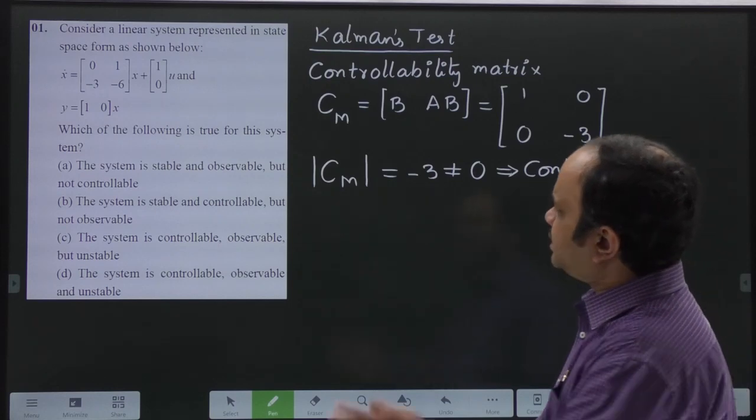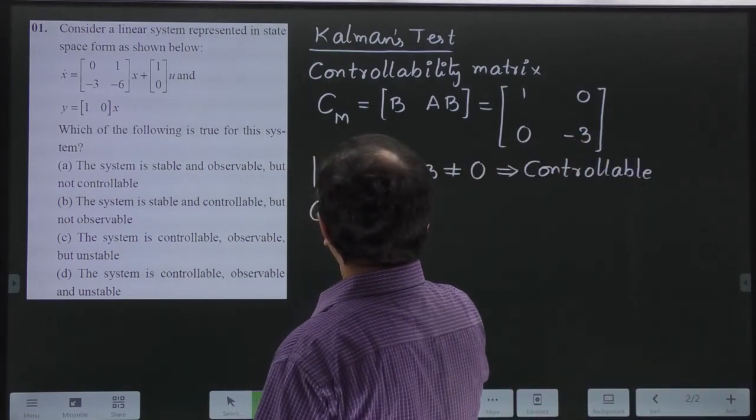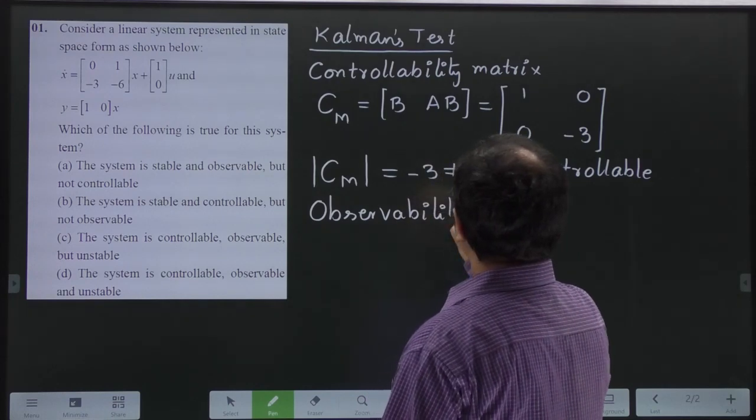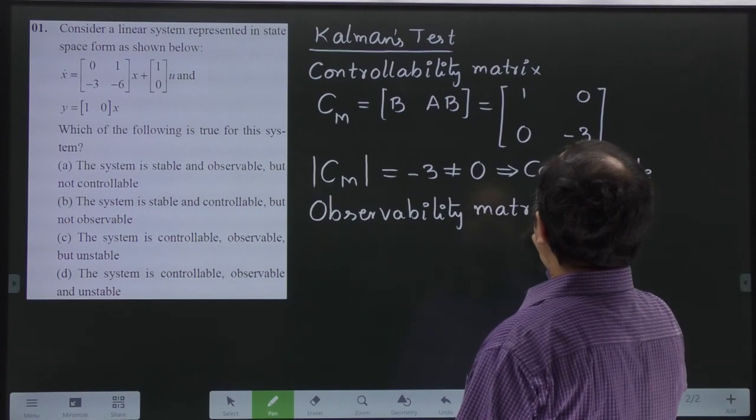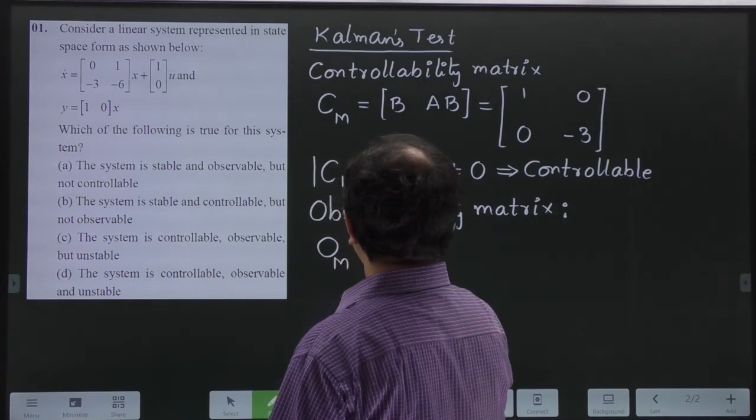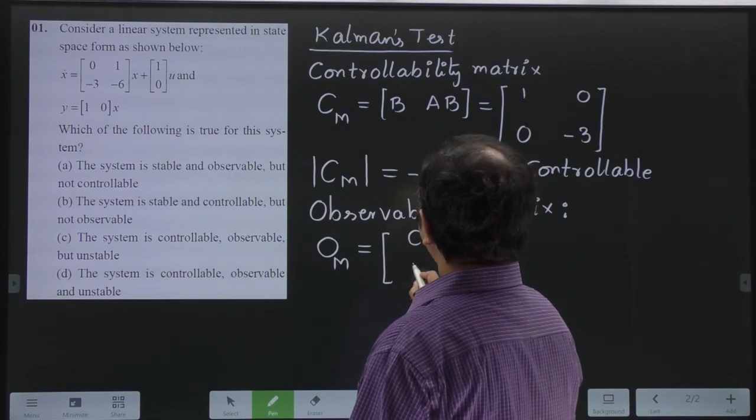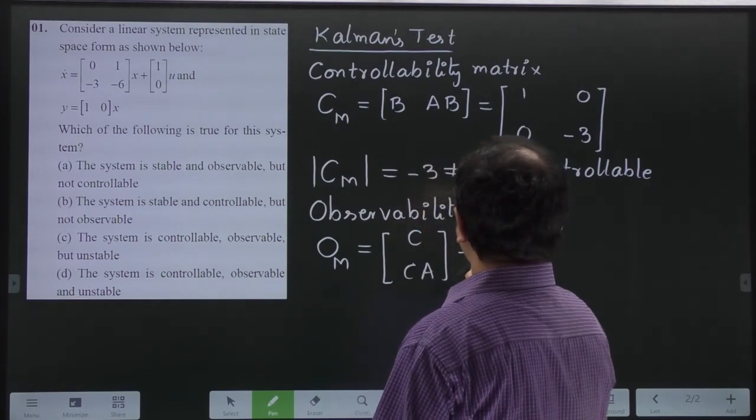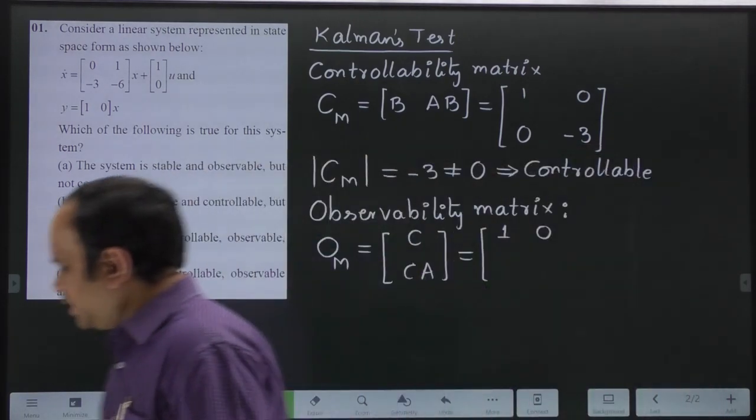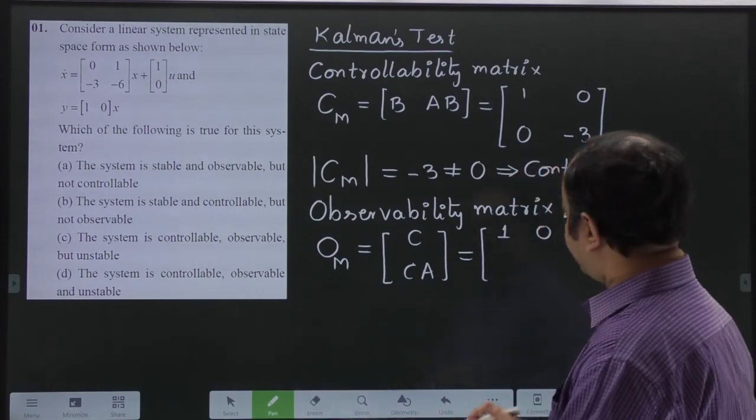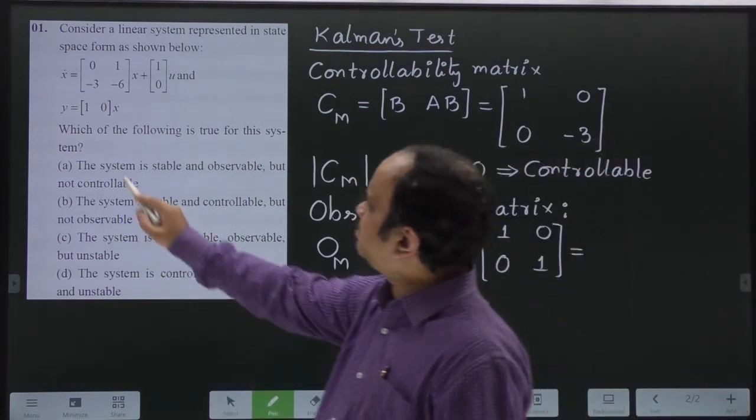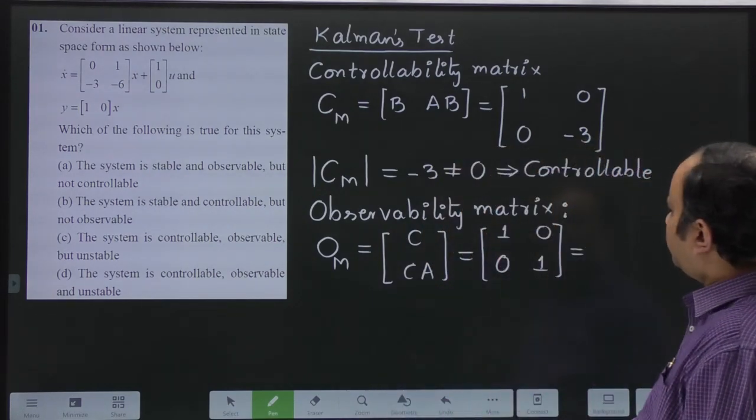So, one part is over. Now, let us look into the observability matrix. How to define this? Let us use a symbol like this. This is C and CA. Therefore, in this matrix the first row is 1 and 0, and the second row is obtained by multiplying the C matrix with the A matrix. So you will get 0 and 1.